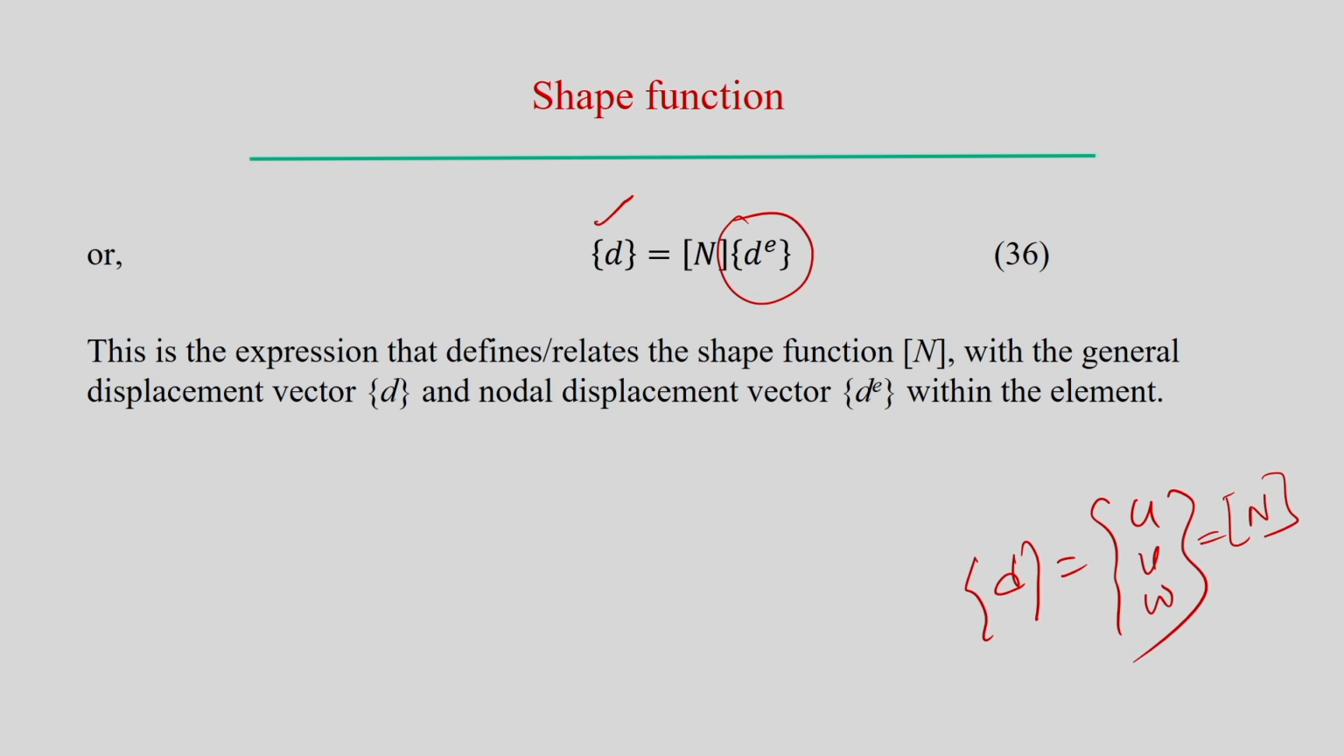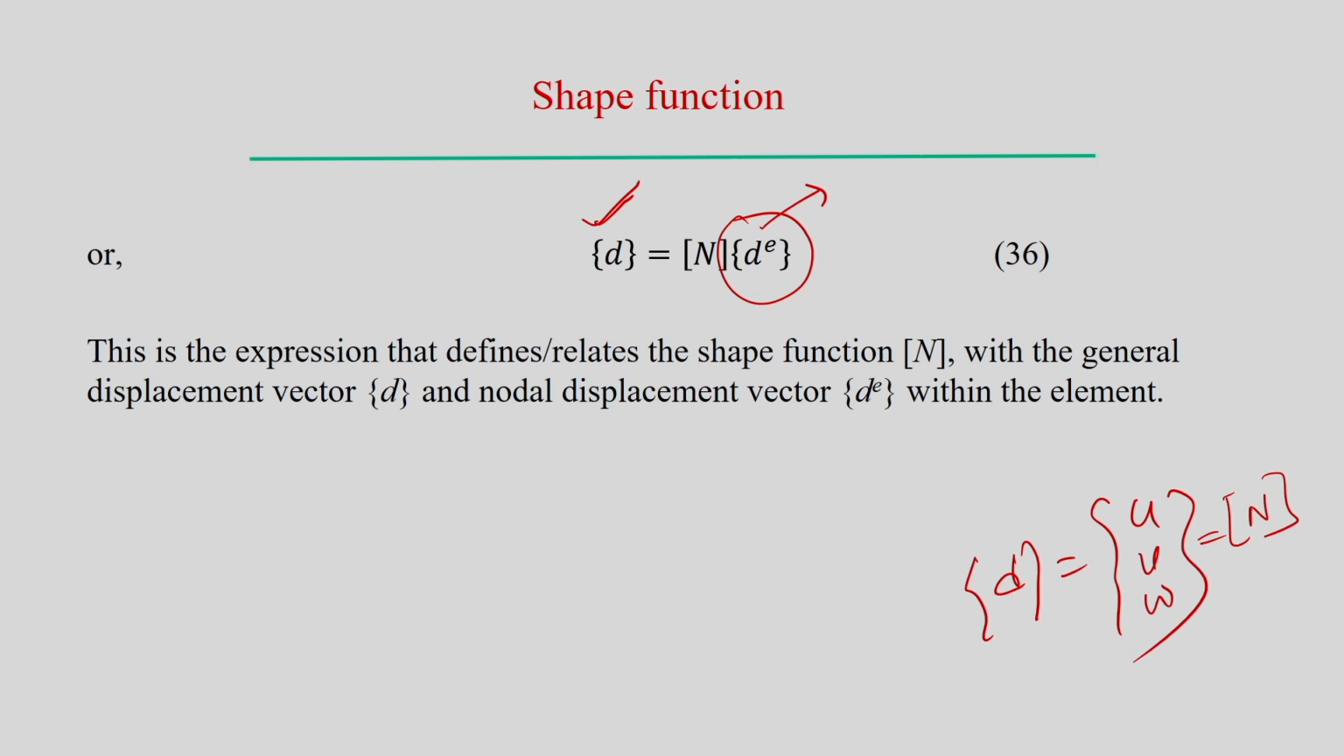So, this is the expression that relates the shape function n with the general displacement vector d and the nodal displacement vector. Therefore, d is the general displacement vector and d e indicates the nodal displacement vector. It means that d is a general variable expression defined over the element, but when we talk about d e, this displacement vector is defined exactly on the node points. So, the values at the node points are defined by this particular expression.